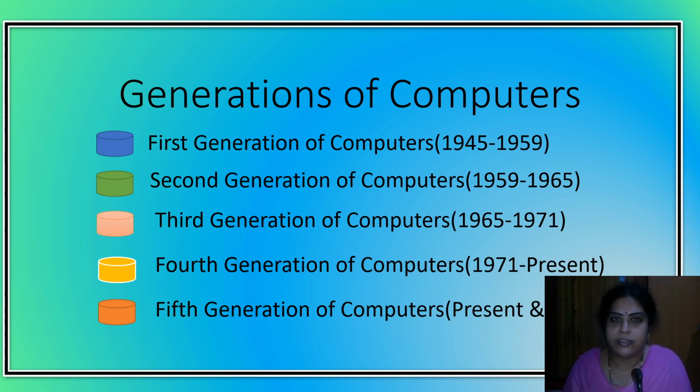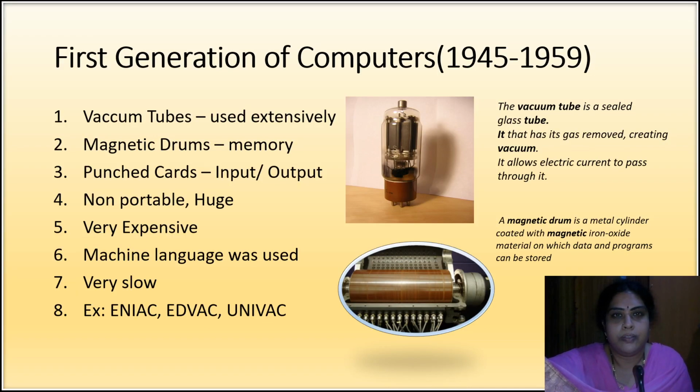Broadly, generations of computers are divided into 5 generations: first generation, second generation, third generation, fourth generation, and fifth generation. So we are going to talk about each of these generations today. So let us look at the first generation of computers. First generation of computers was between 1945 to 1959. So here vacuum tubes were used extensively for operations.